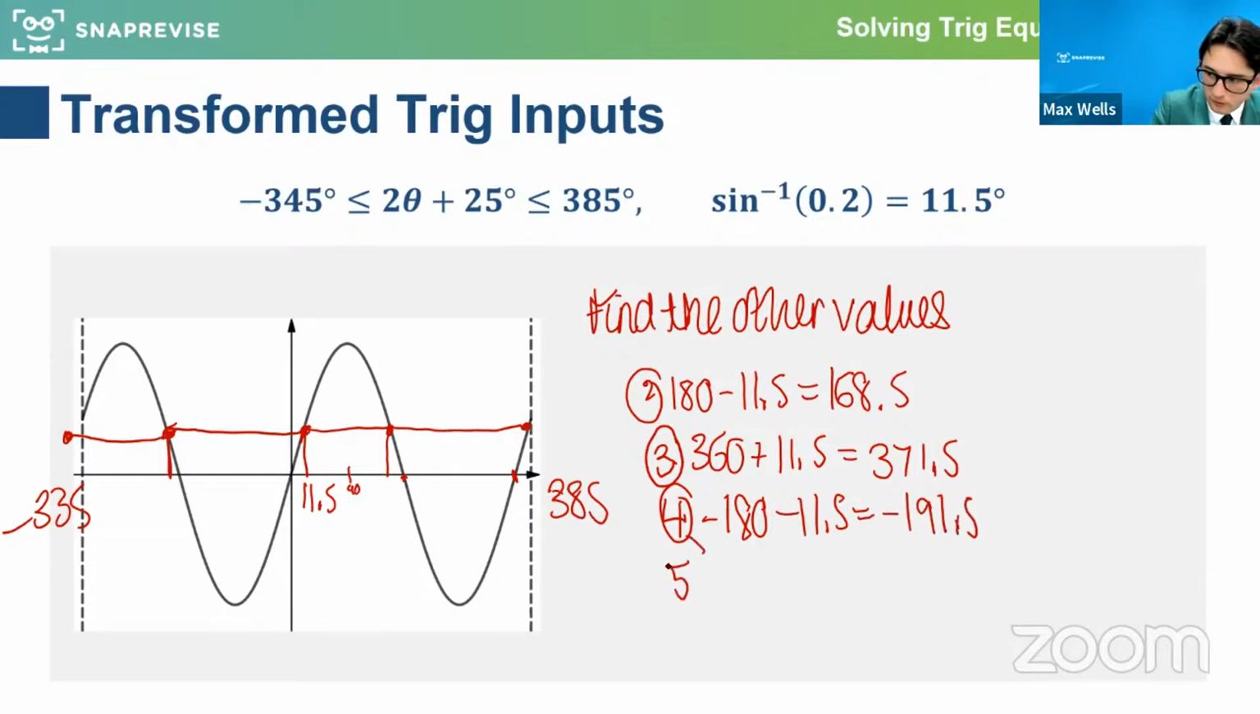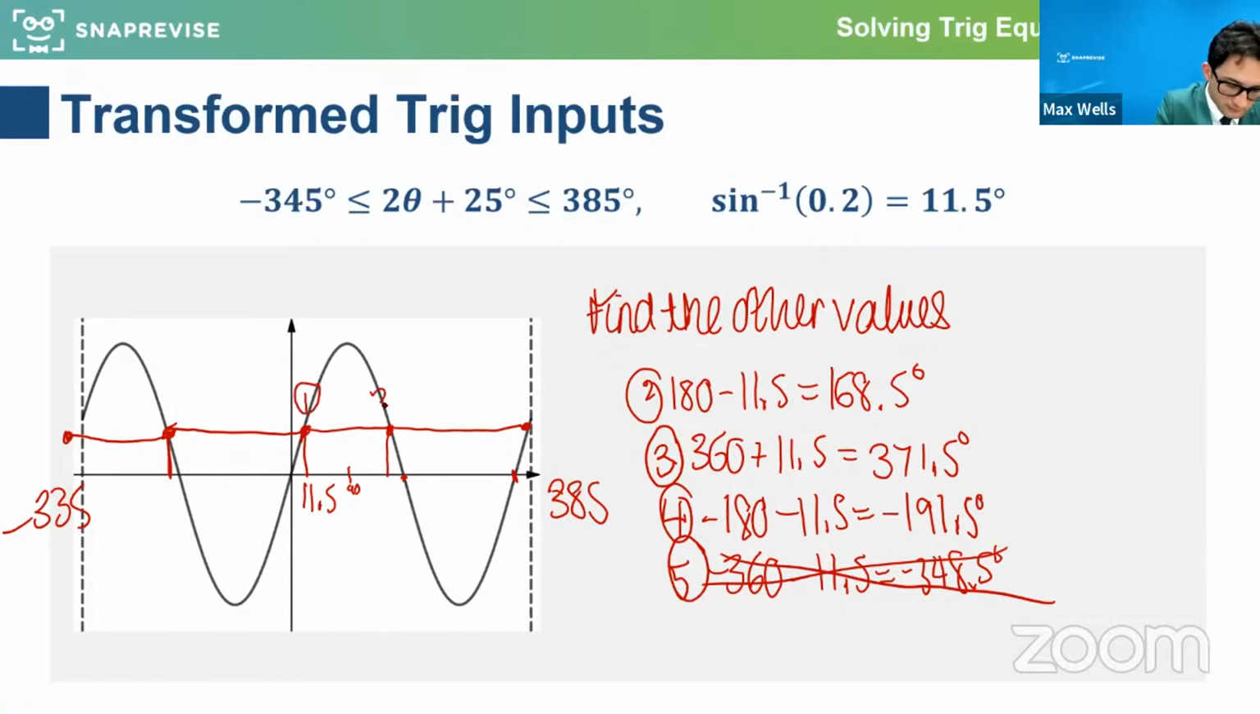Is everyone happy with what I'm doing at the moment? Because what I'll do, I will do it the CAST method as well to check we're all okay. And then I get minus 348.5, which is out of range. Okay, so these are your other values. Is everyone happy with how I've done this from the graph? So that's my principal one, that's my second one, that's my third one. And then we went back and found that. And this one was out of range.